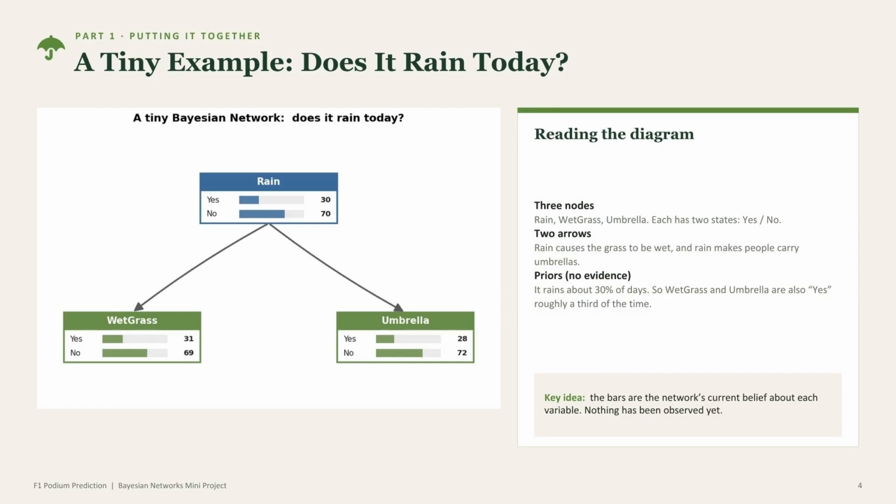For our example, I'll use the example of does it rain today? From the structural diagram, it has three nodes, which are rain, wet grass, and umbrella, with two arrows coming from rain to wet grass and rain to umbrella. Without any evidence, the bars or the probability of each node reflect its current belief about each variable.